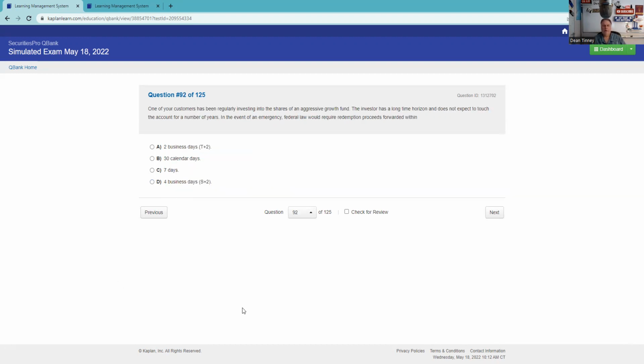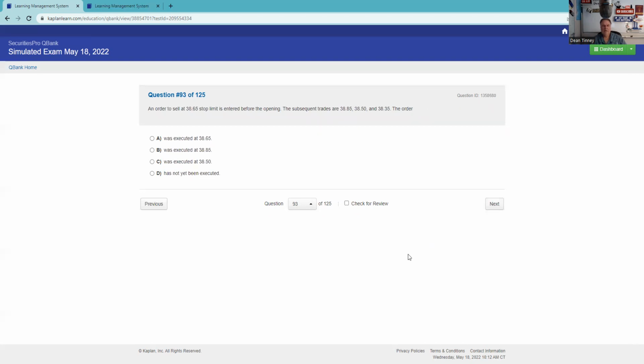One of your customers has been regularly investing in the shares of an aggressive growth fund. The investor has a long-term time horizon and does not expect to touch the account for a number of years. In the event of emergency, federal law requires redemptions with proceeds. You know, this has nothing to do with all the stuff they set this up with, right? So it's the redemption request. In the event of emergency, federal law would require redemption within 7 calendar days. I would prefer that it says 7 calendar days, but 7 days.